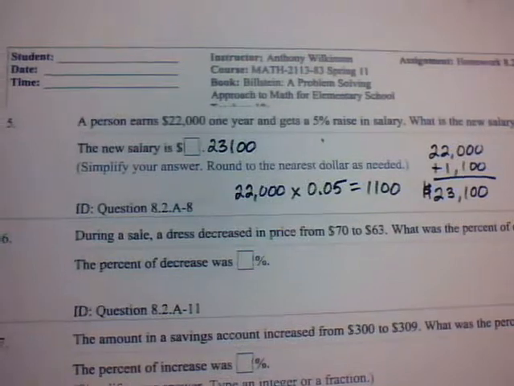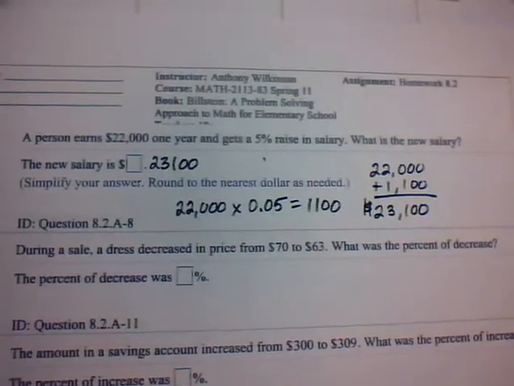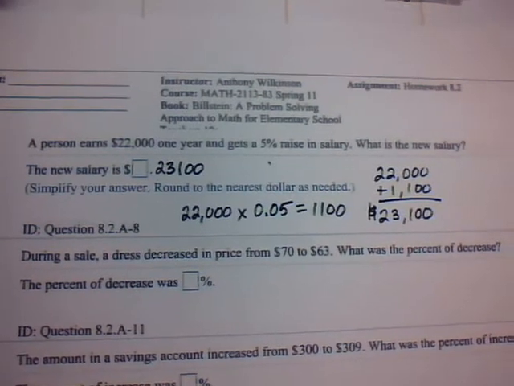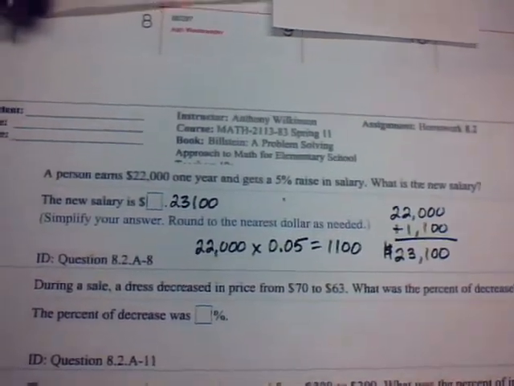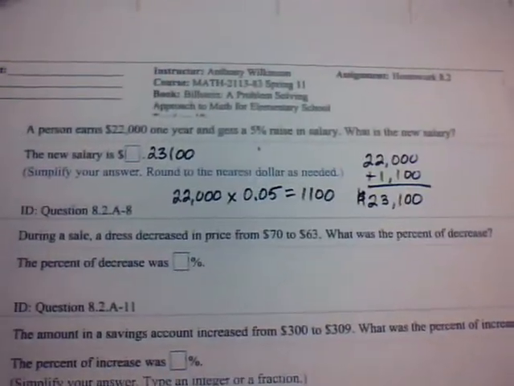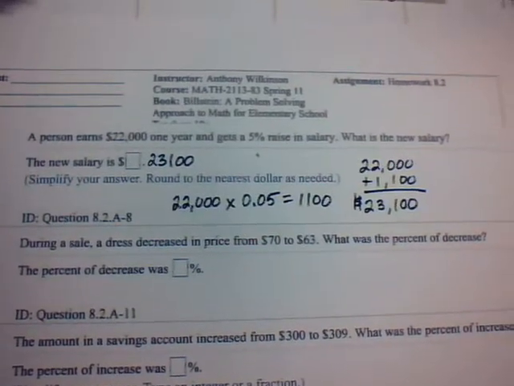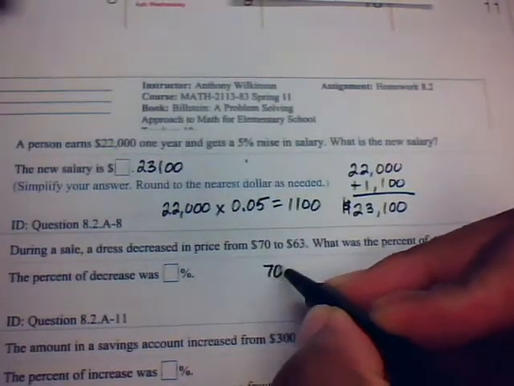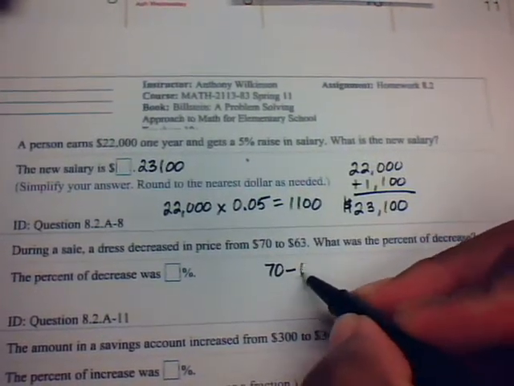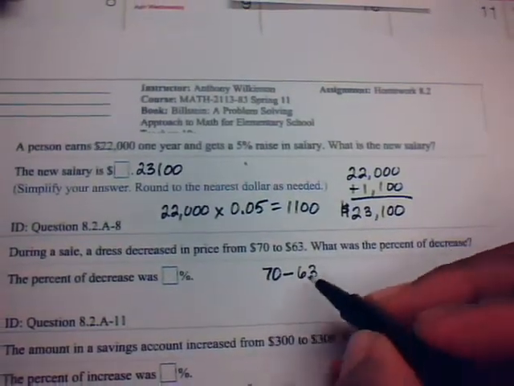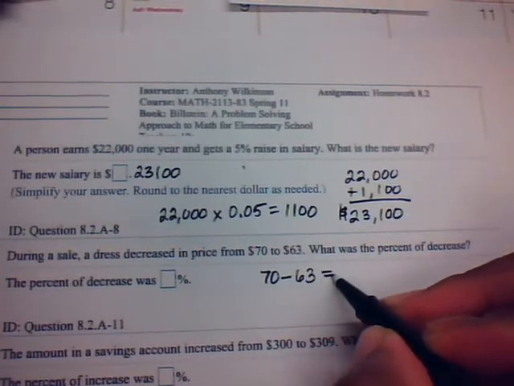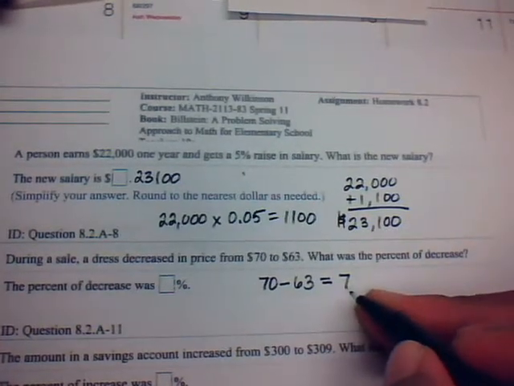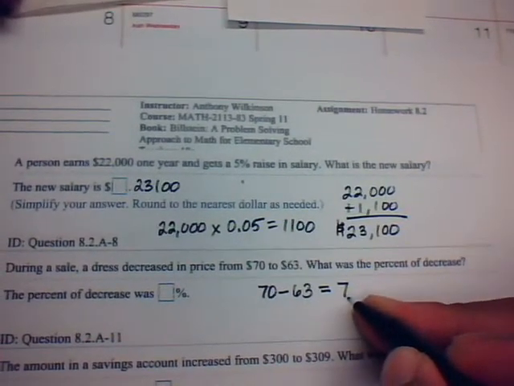Number 6, during the sale, a dress decreased in price from $70 to $63. What was the percent of decrease? Now, in this particular problem, when we find the percent of decrease, we want to subtract the original amount minus the new cost. So we're going to do 70 minus 63. That would give us 7.